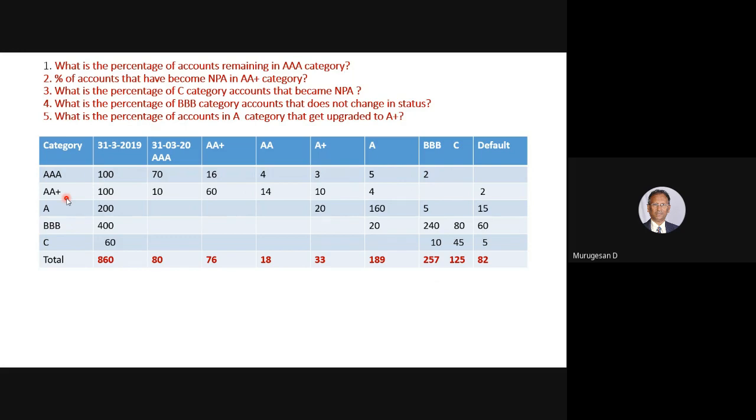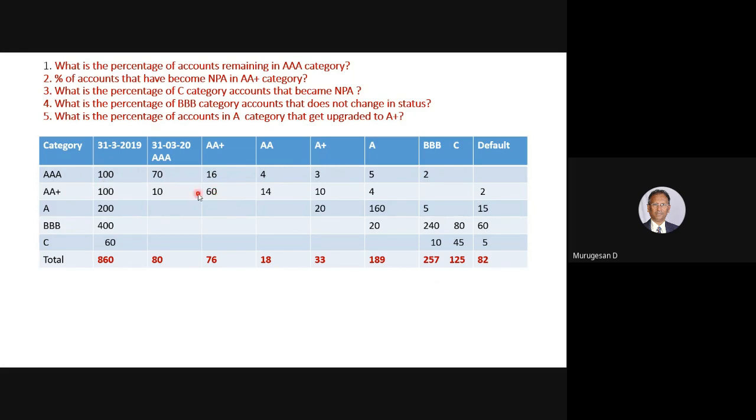AA plus, 100 accounts were there at the end of 2019. After 1 year, what happened? My God, only 10 accounts, oh sorry, 10 accounts have moved up, upgraded. But 60 accounts remain in the same category, AA. Only 60 accounts remain in the same category. Last year, 100. Now, the remaining 40 accounts, what happened?